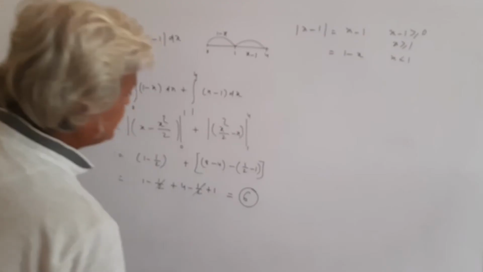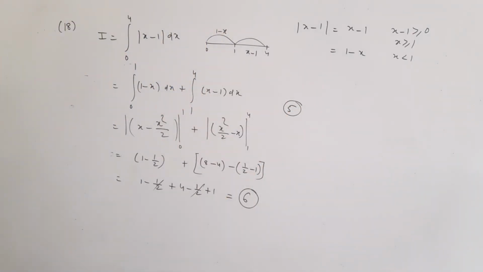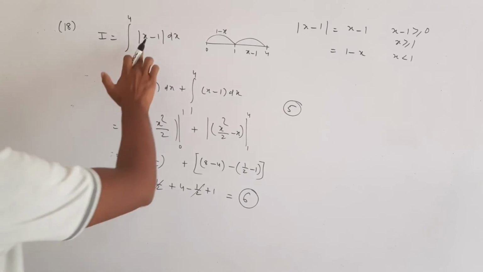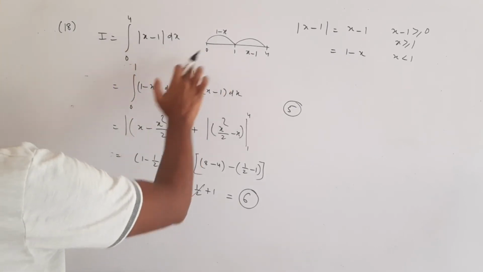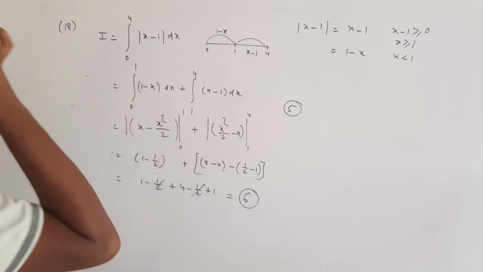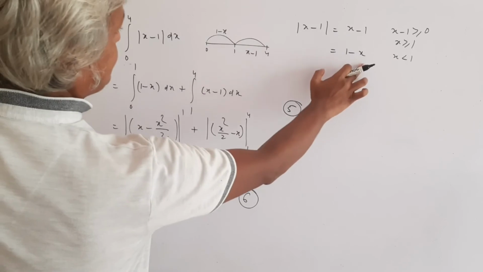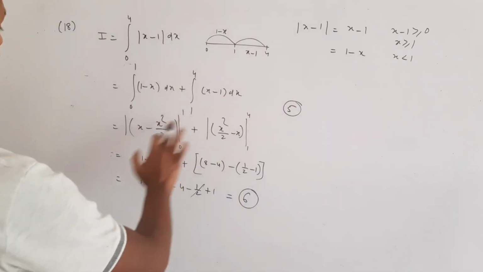I am getting the answer as 6, but in the book the answer is given as 5. Let me check one more time. So x minus 1 is positive, 0 to 1, 1 to 4. So 1 minus x when it is less than 1, and x minus 1 when it is more than 1.